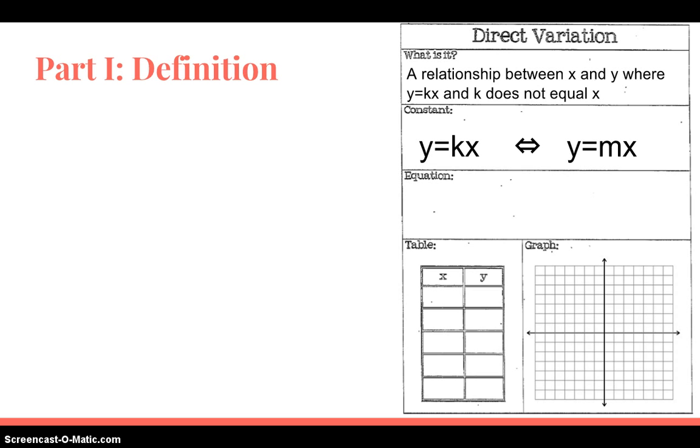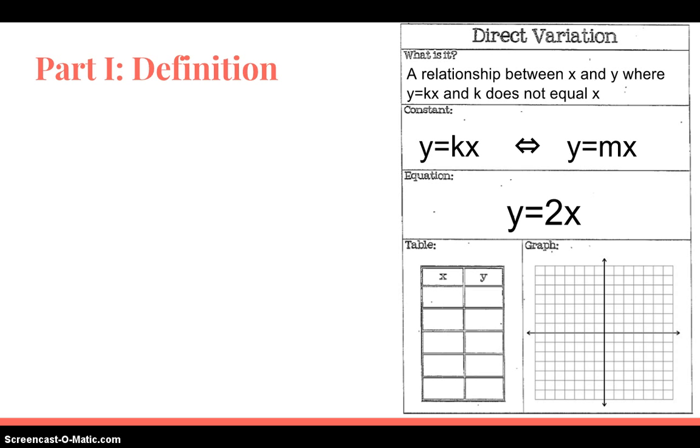But ultimately, k is m. And if you remember from 8th grade, k is slope. M is slope. They're the same thing. Y equals mx, y equals kx. We're going to refer to k because we are talking about direct variation, so we want to talk about the variation constant. But we will build this into talking about what slope is and how they're related.